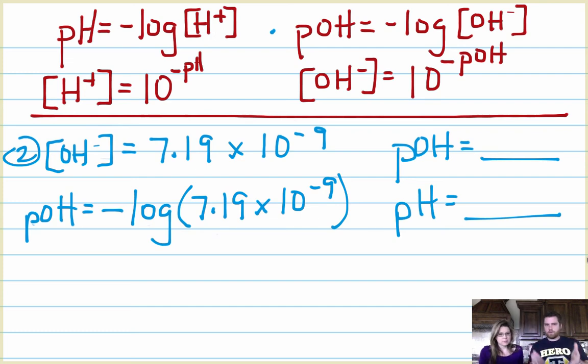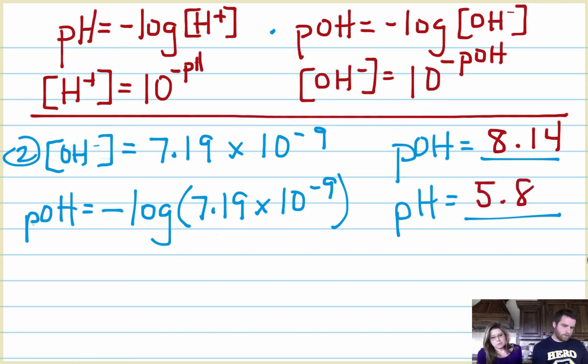You have all these formulas here for you, so obviously we're able to do it a lot faster. But just make sure you are putting the things in the right spot. So that will be 8.14 for pOH, and pH will be 5.86. Again, we just subtracted 8.14 from 14 because we know they equal 14.